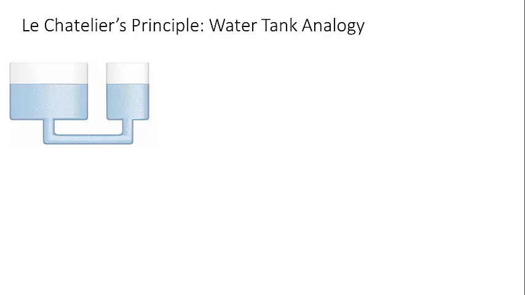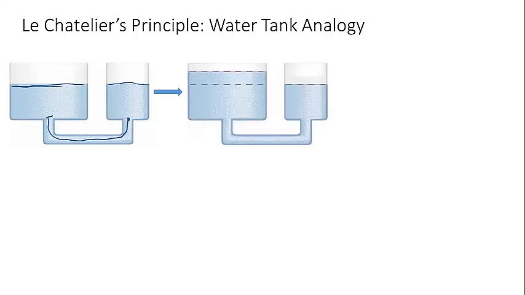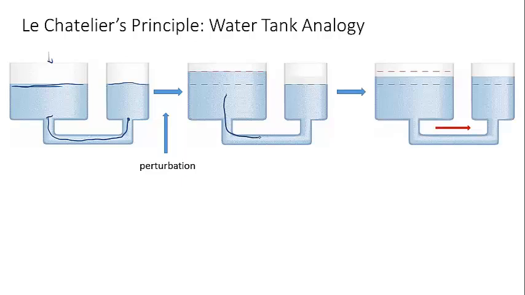So we're going to start by looking at a water tank analogy. We have two water tanks connected by a pipe, and the two levels of water are the same. It's not the same amount of water in there, but the same level of water in both tanks. If we add water to the second tank, that is our perturbation. That's perturbing our equilibrium. So now we're not at equilibrium anymore, and the system's going to respond by, not surprisingly, having water flow this way until equilibrium is reestablished there. And so that's the response of the system.